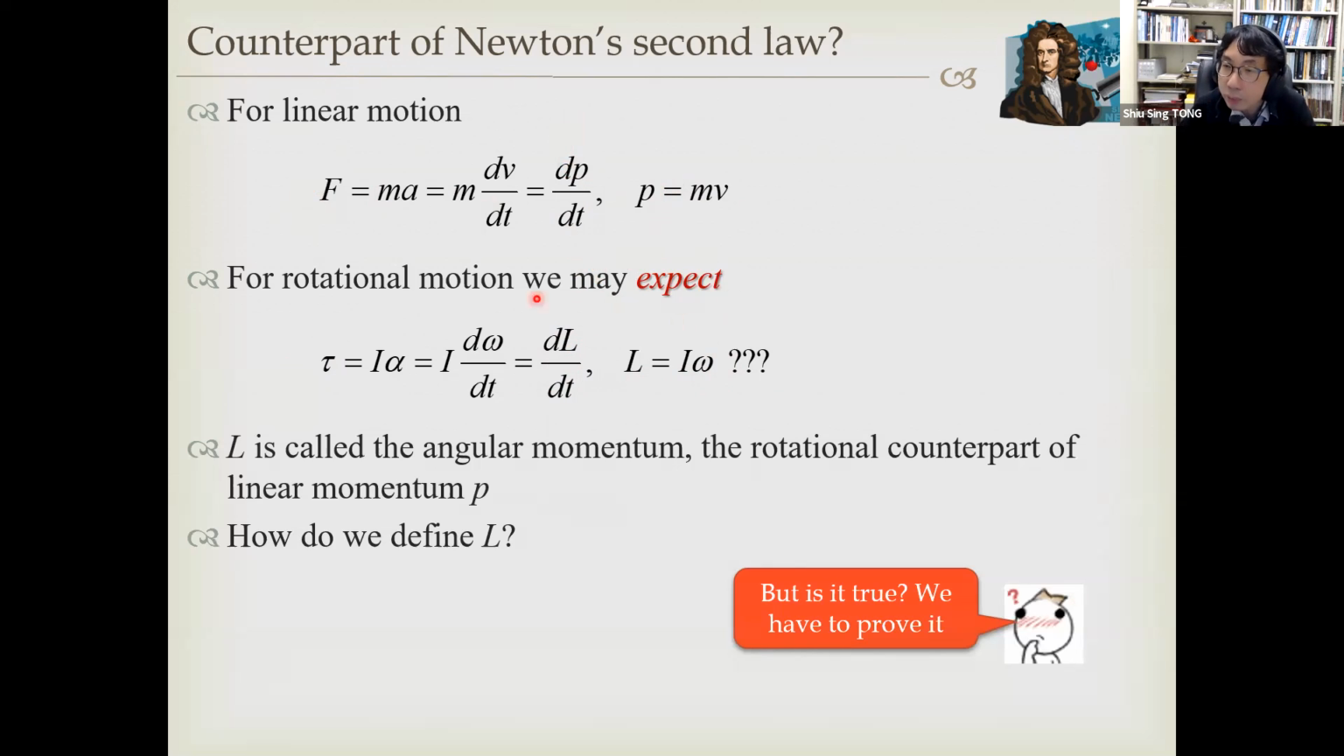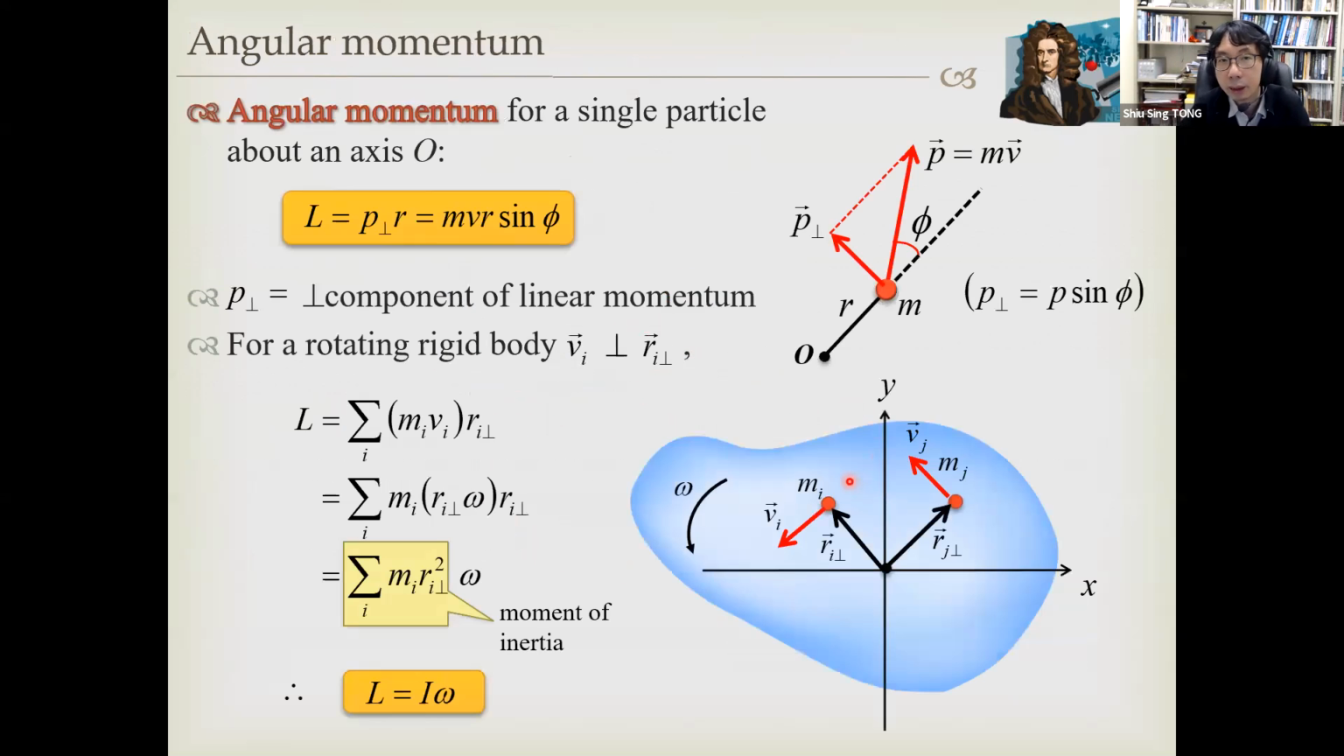Now, all these things are just my guess at this moment. I haven't proved that before. But in the next slide, I will try to prove it. And I find that all these formulas in fact hold for rotation. And we also will define the angular momentum L formally. Now, how do we define the angular momentum?